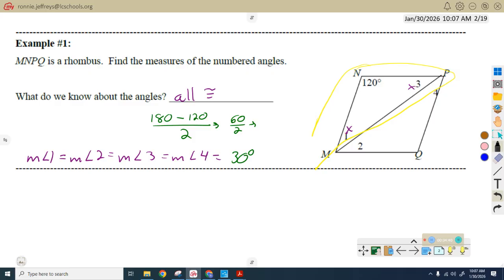Do you have to put the degree sign? Yes. And what happens if we don't? Miss the point. Points off.